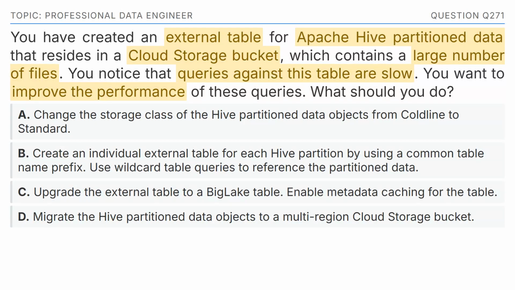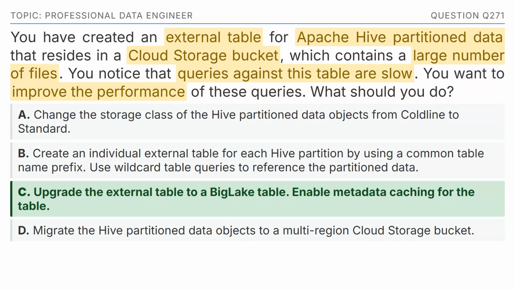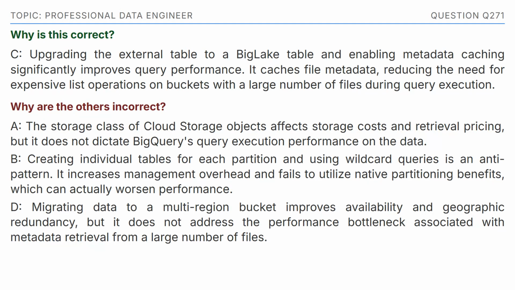To arrive at the correct answer, we focus on the keywords: external table, Apache Hive partition data, cloud storage bucket, large number of files, queries against this table are slow, improve the performance. The correct answer is option C, upgrade the external table to a Big Lake table. Enable metadata caching for the table. Why is this correct? C.